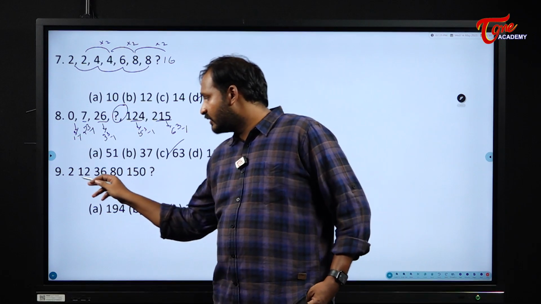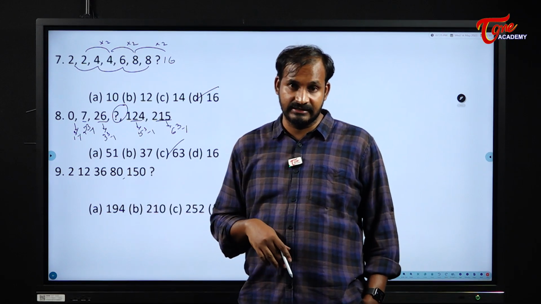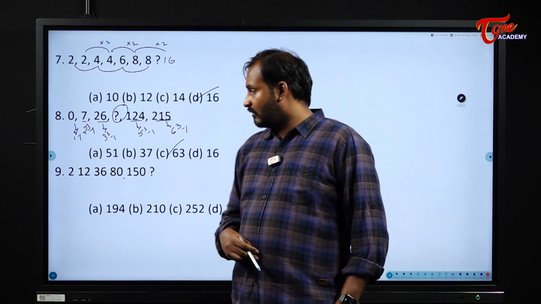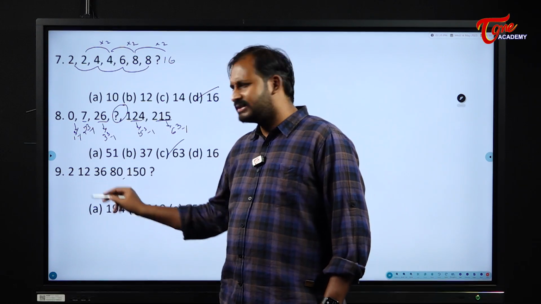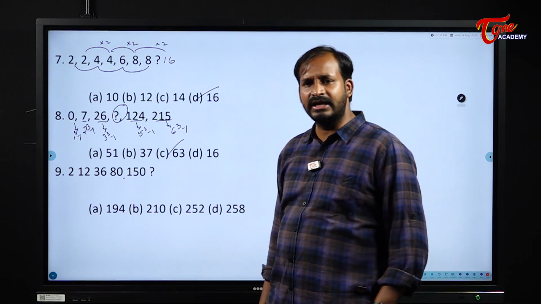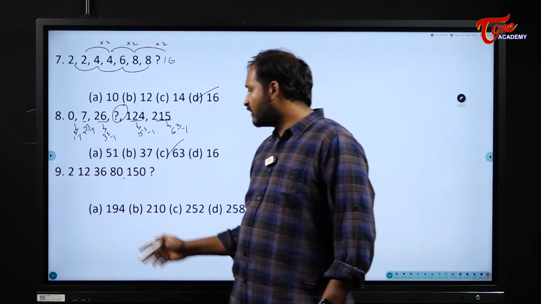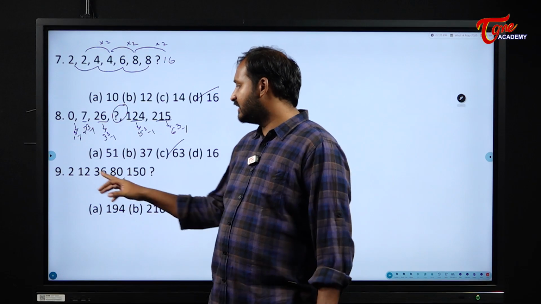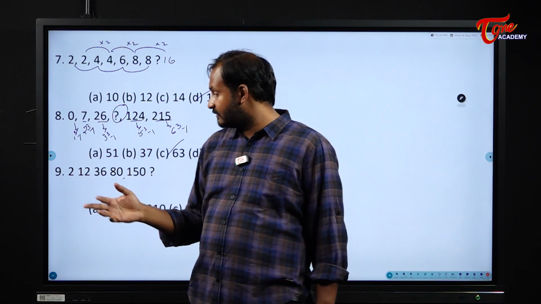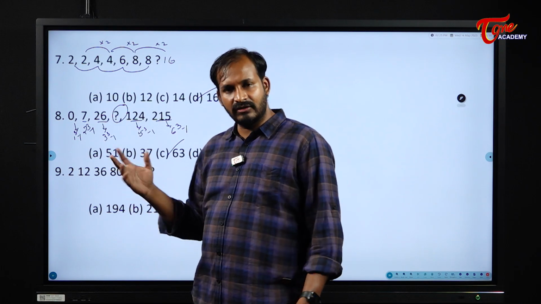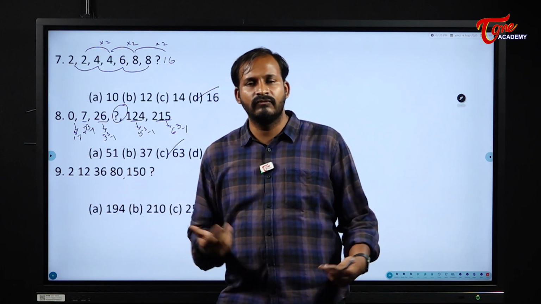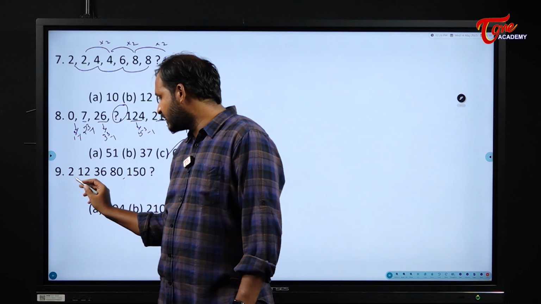How is the series going, students? It is increasing suddenly. Okay, you can take it like that, or see here: 2, 12, 36, 80, 150. So it is a little bit clumsy. Try to write the difference. Why? Because I cannot say exactly. See, 12 to 36 is almost 3 times, but 36 to 80 is not 3 times, and 80 to 150 is not even 2 times. So we will try to write the difference for understanding the logic.